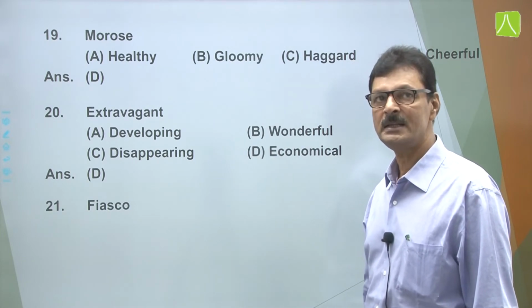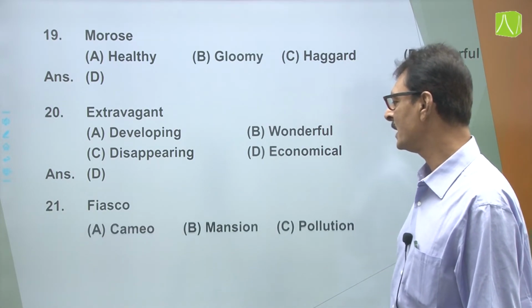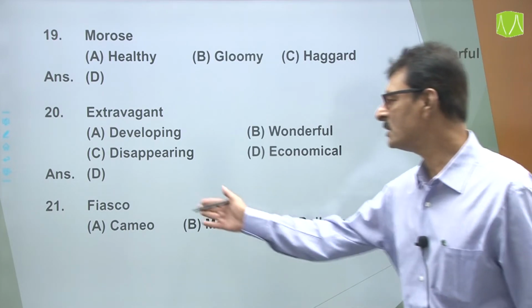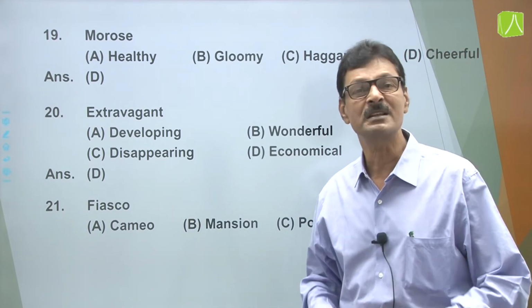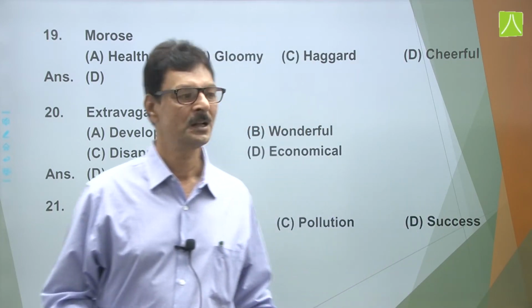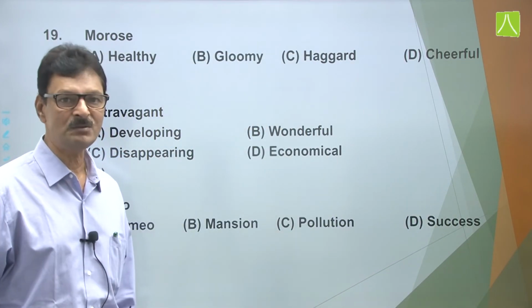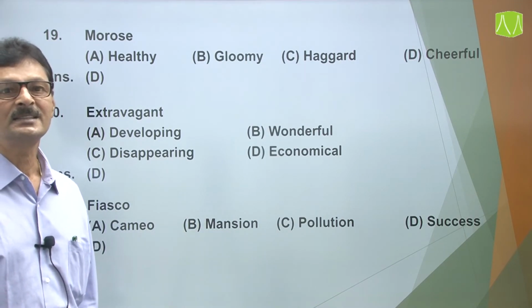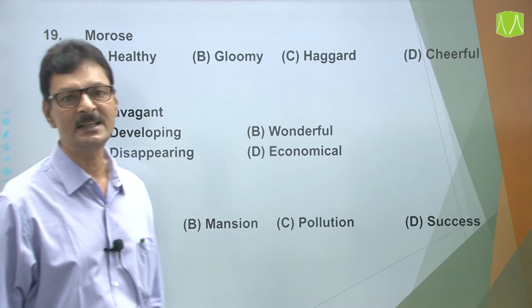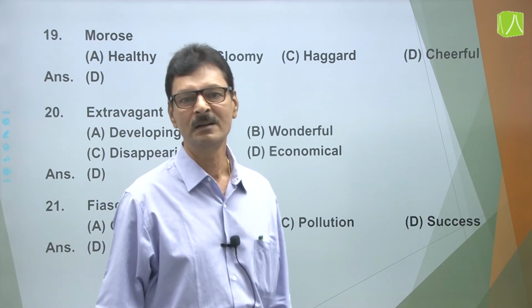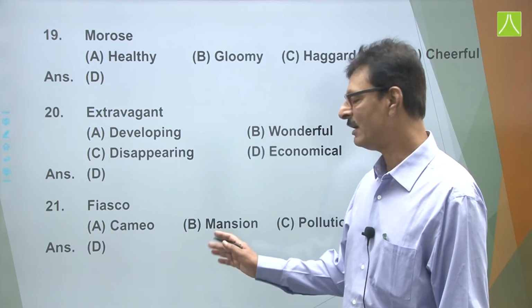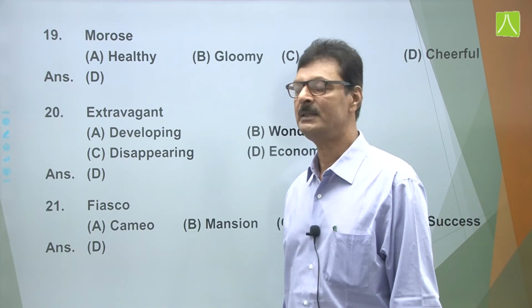एक और शब्द लेते हैं जल्दी से, fiasco, cameo, mention, pollution or success. What does this word fiasco mean? Fiasco means failure. So from the options, what can you analyze? What should be the correct one? The correct one is option number D, that is success. So success is the opposite of the word fiasco, because fiasco means failure. Remember this.